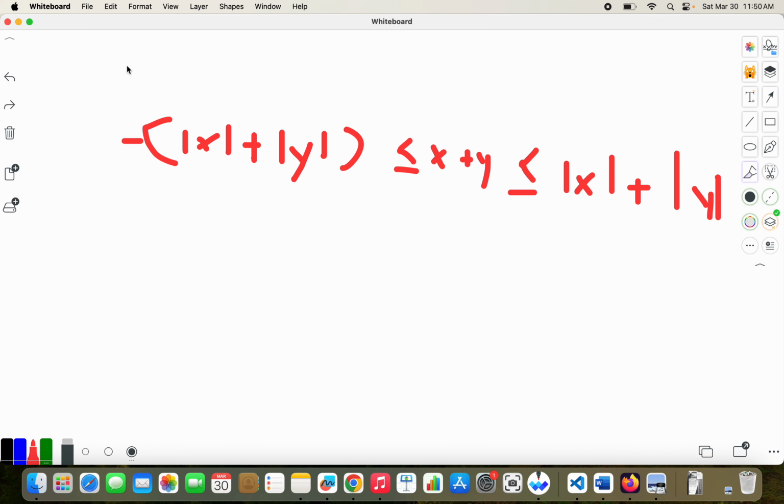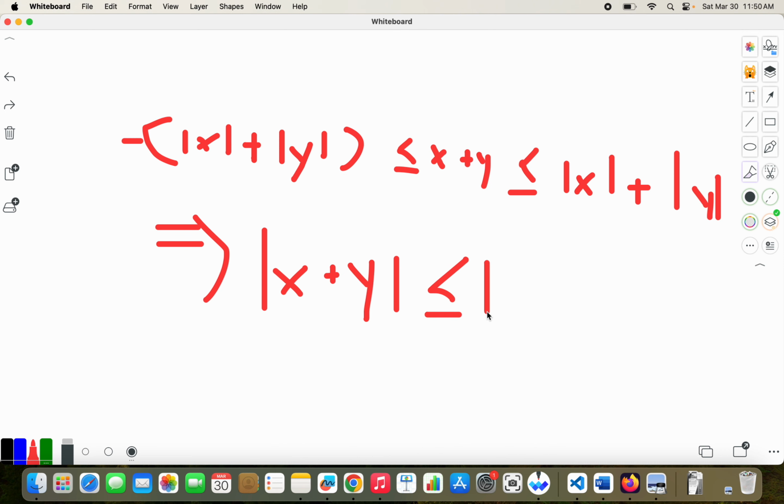So look at this. This makes sense. Negative absolute value of x plus absolute value of y is less than or equal to x plus y, which is less than or equal to absolute value of x plus absolute value of y, which implies the absolute value of x plus y is less than or equal to absolute value of x plus absolute value of y.